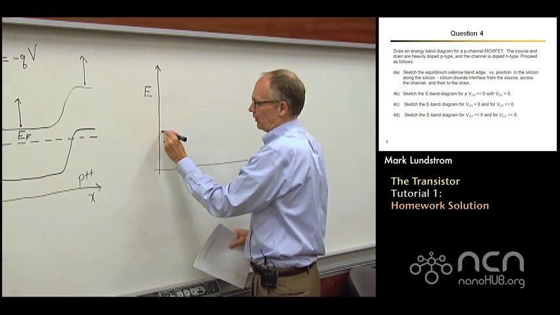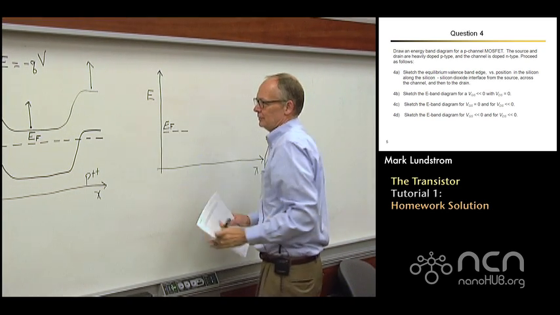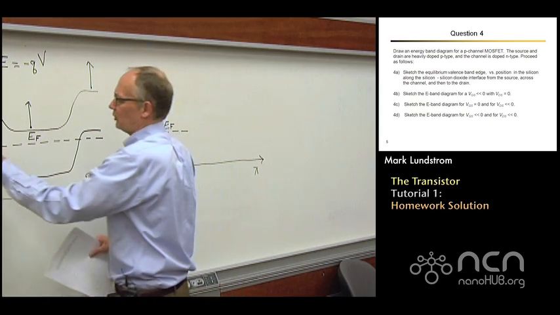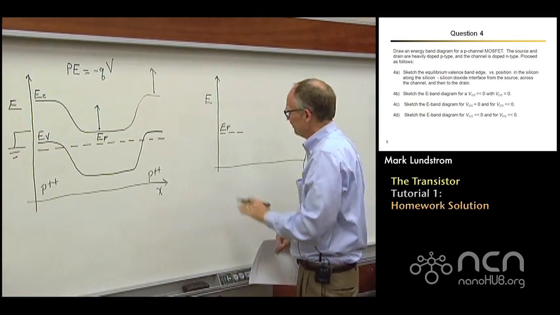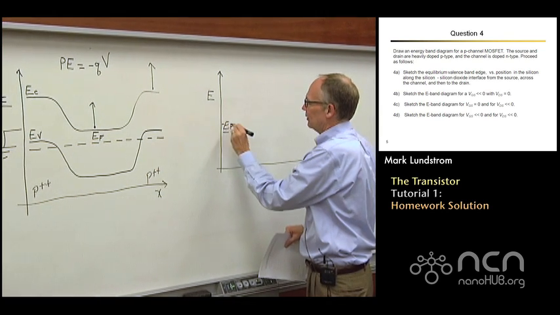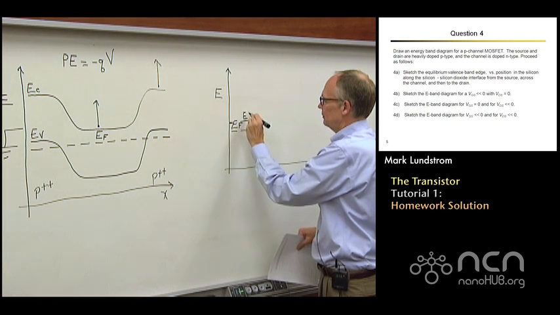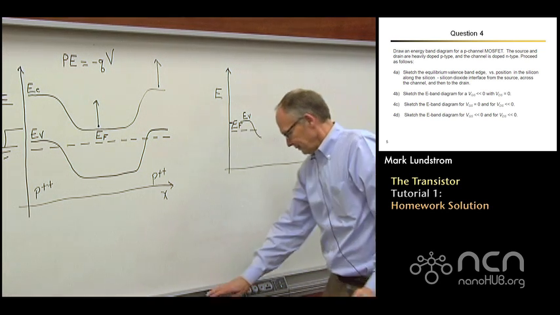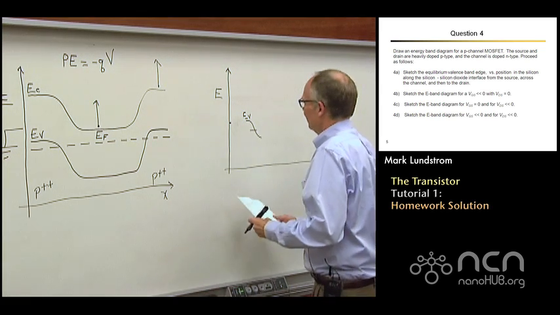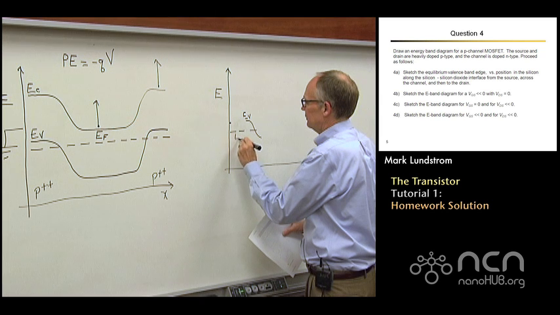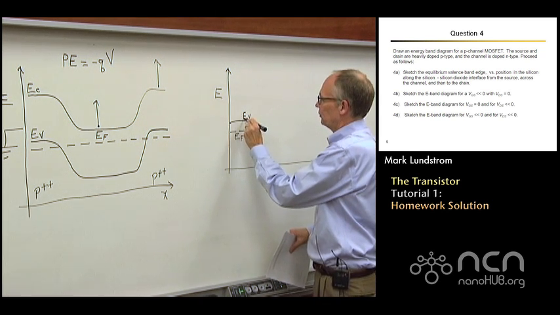So we have a Fermi level in the source. Let's assume that I'm grounding the source. I'm not applying any voltage there. So nothing is going to change over here on the source end. So the Fermi level is here. The valence band is where it was. Nothing has changed in the source end. Let me redraw this so that we can see that a little bit better. Okay, there's my Fermi level in the source. There's my valence band in the source.